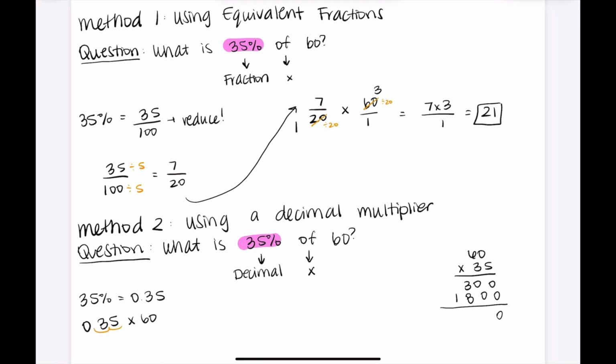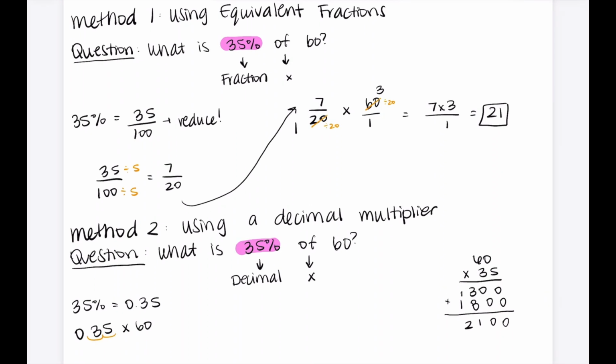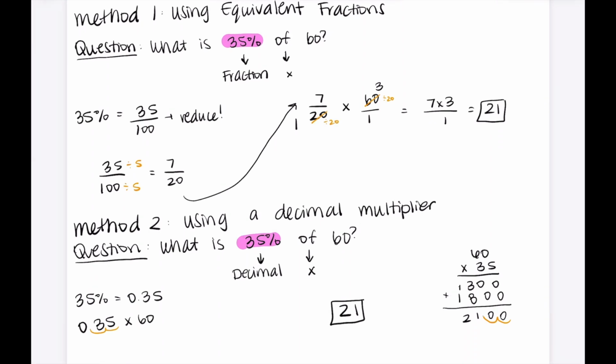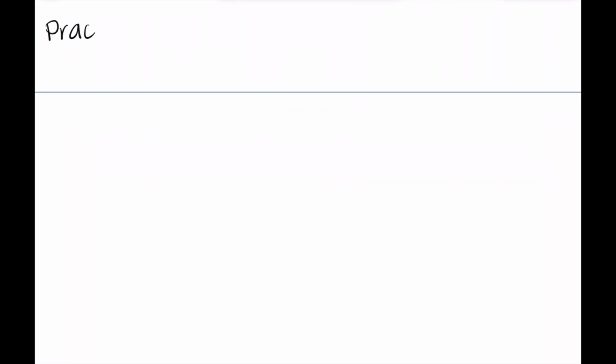When we go through and add this up, we get 2100, but our 0.35 had 2 decimal places, right? So we're going to add those 2 decimal places back in. And when we do that, we get 21. And 21 is the same answer we got using our first method as well. So either method works, whichever one you guys prefer or is more straightforward to you. All right, you guys, let's get into our practice problems now.